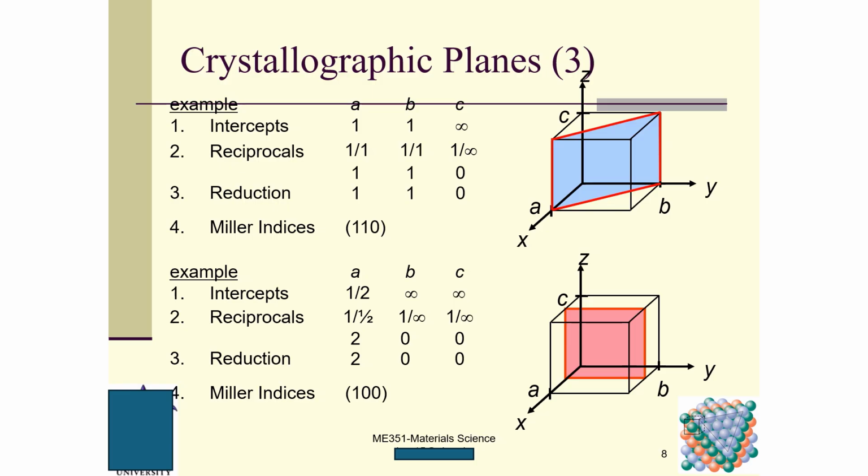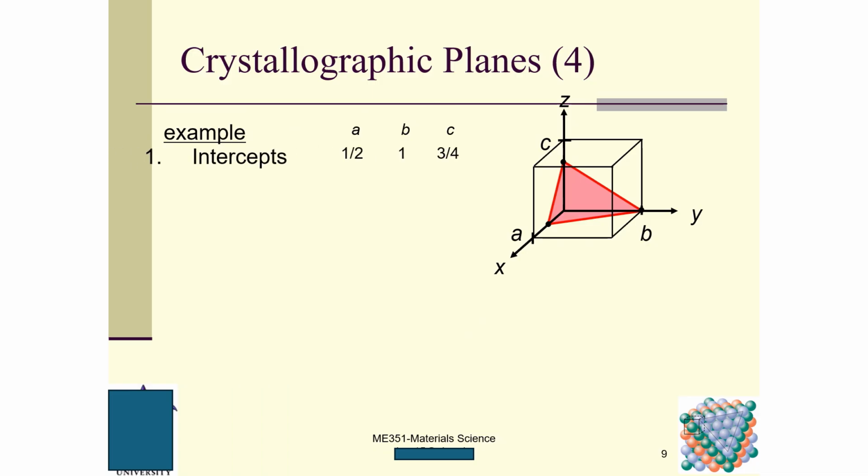So as a result, its Miller indices equal... actually, it's (100). Because for 2, 0, 0, we can just divide each of these numbers by 2, and we still have 1, 0, 0. This makes sense. If you write it the other way, it is fine, but it's not concise. We use this one instead.